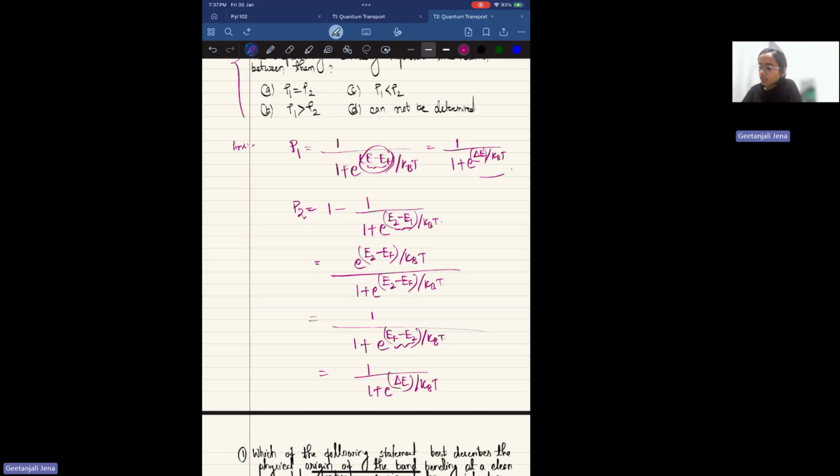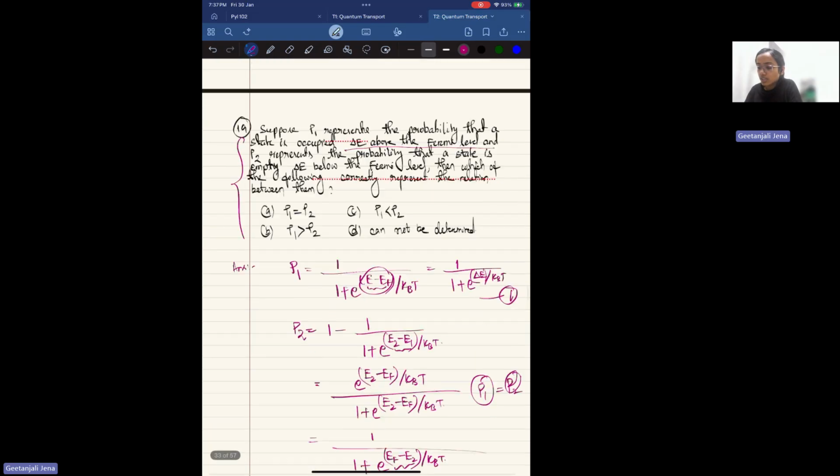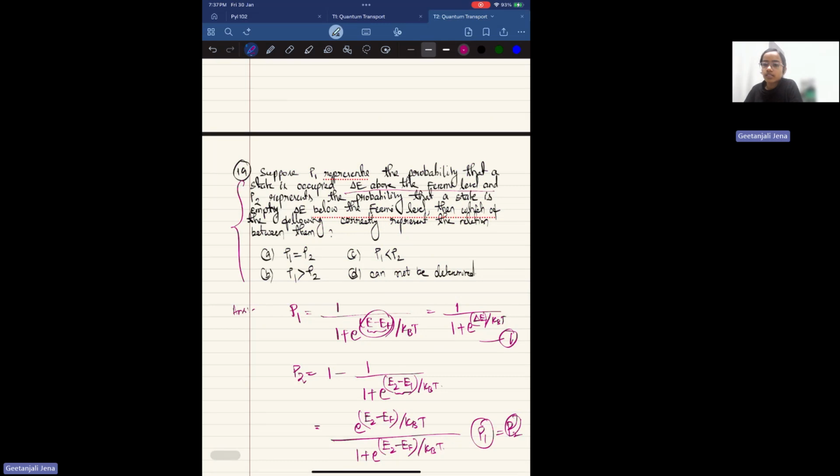So that means P1 is equal to P2. So if the states are equally separated from the Fermi level, then the probability that the state will be occupied delta E above the Fermi level is equal to the probability that the state will be empty delta E below the Fermi level. So P1 is equal to P2.